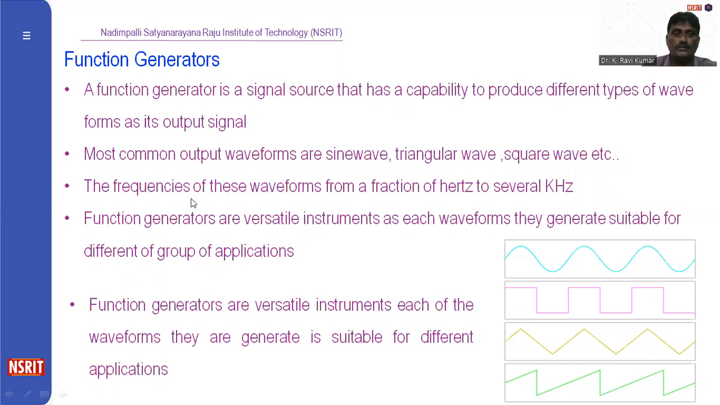Right. The frequency of these waveforms ranges from a fraction of a hertz to several kilohertz. The function generator will produce signals from 0.01 hertz to 100 kilohertz. Function generators are versatile instruments, as each waveform they generate is suitable for a different group of applications.